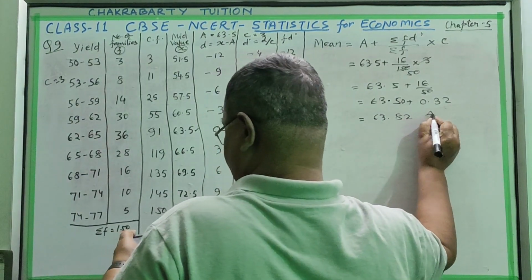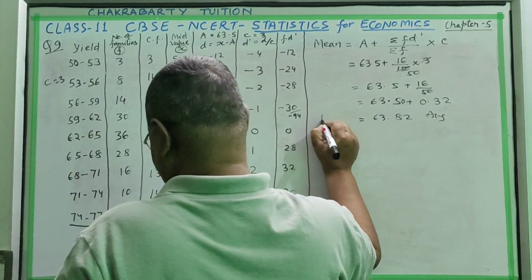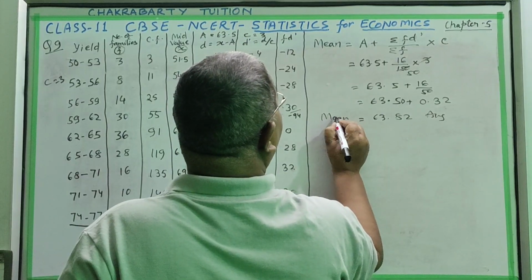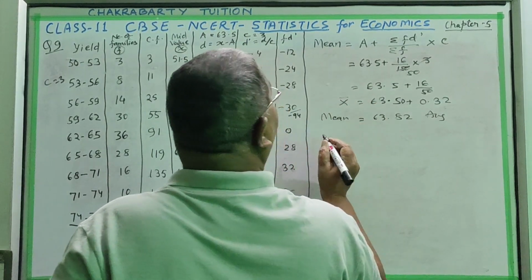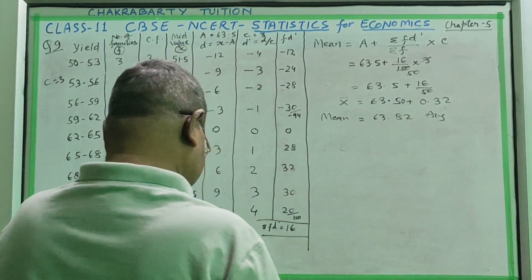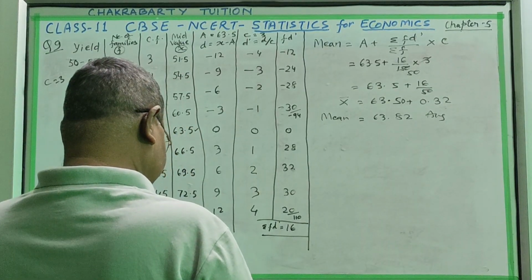63.82. This is your answer. This is your mean answer. Mean we denote by X bar also. Okay, so mean is calculated. Now we will calculate the median position.